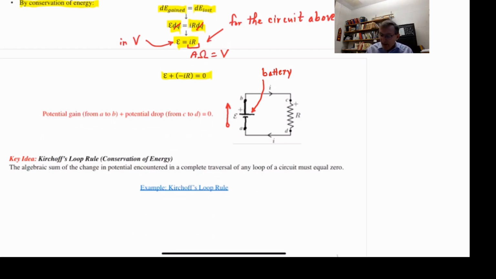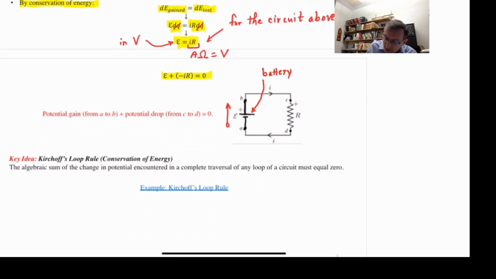Okay, so A and B are the terminals of the battery. You can think of the points there, C and D, as the two ends of the resistor. Then we just have conducting wire connecting the battery to the resistor. We've got a complete circuit. It's got a single loop, and there's conventional current I flowing clockwise.